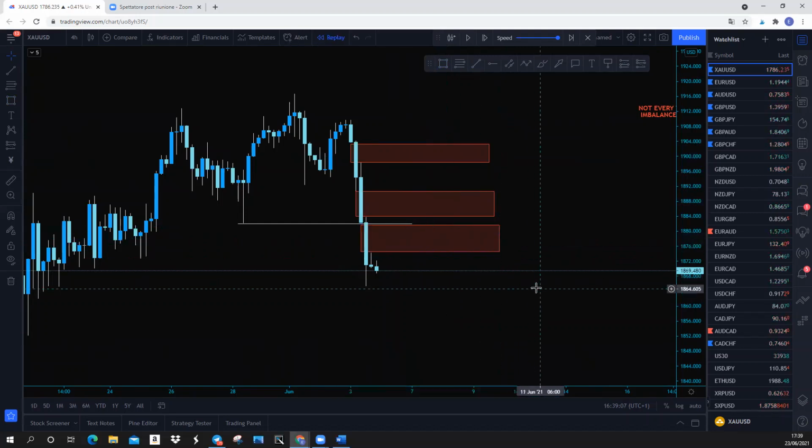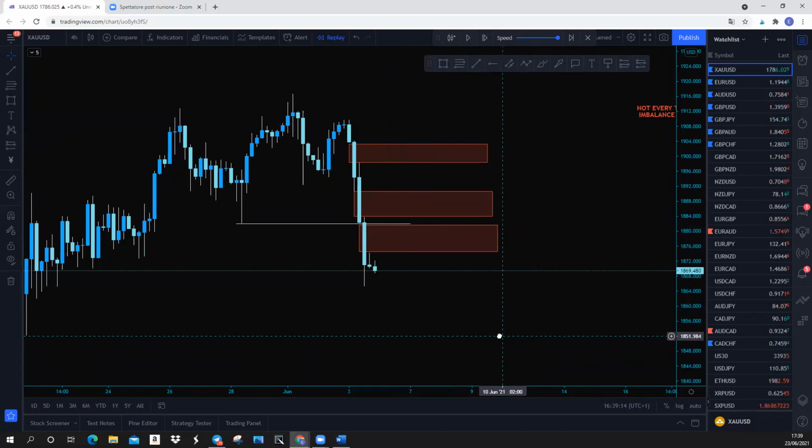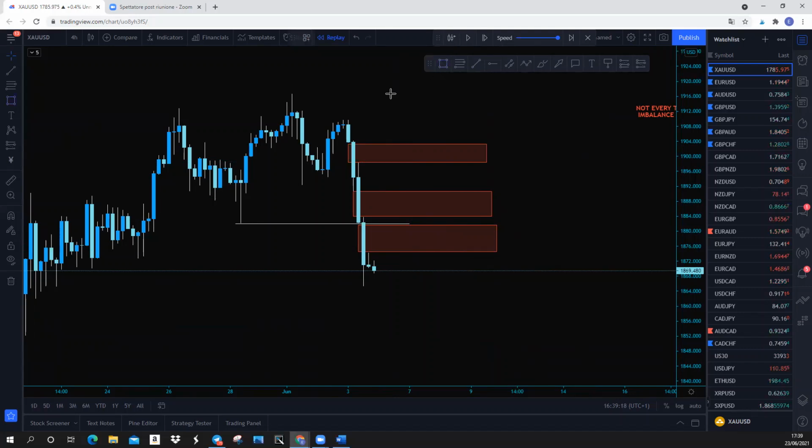And we are not going to buy to cover these imbalances because it is not predictable that we will come back to fill them right away. We can just go down. What we want to do is find a supply area which is close to the imbalances.